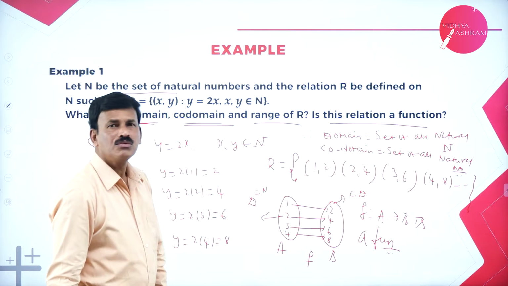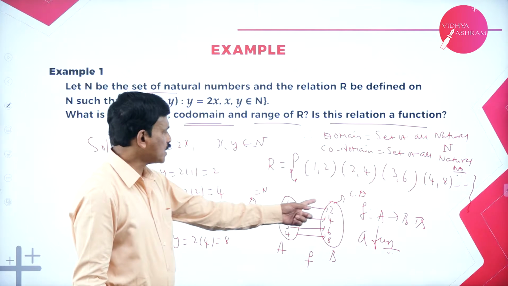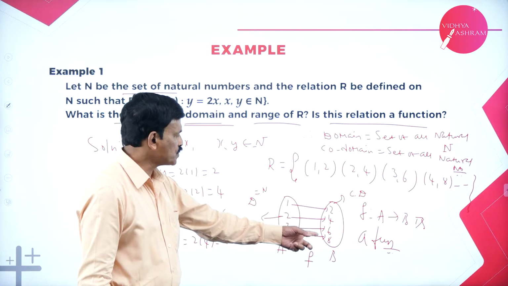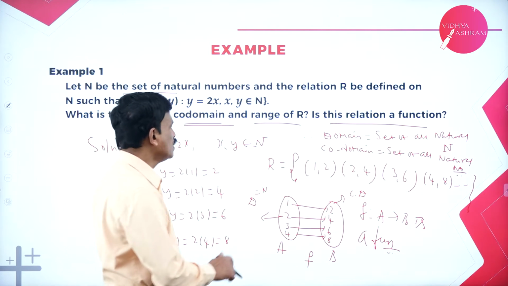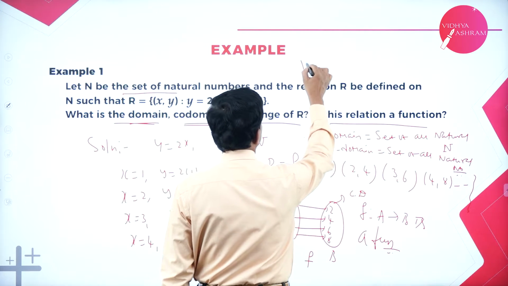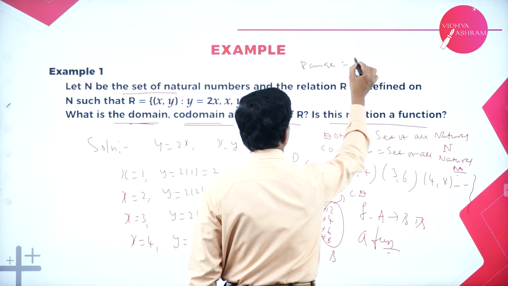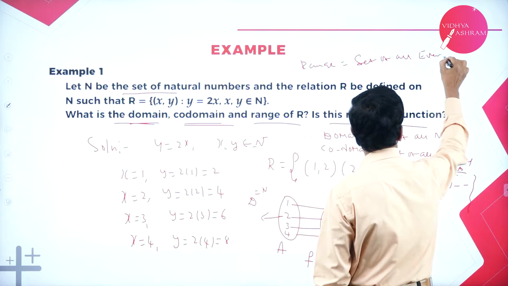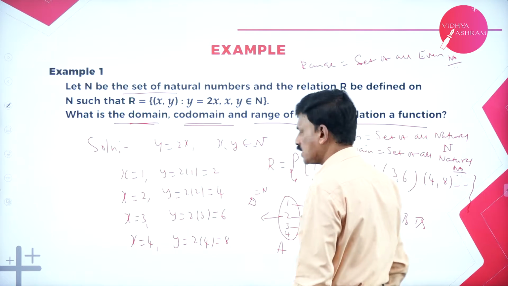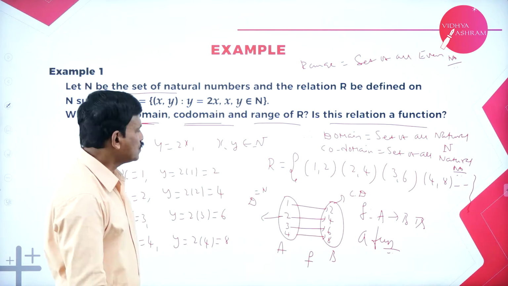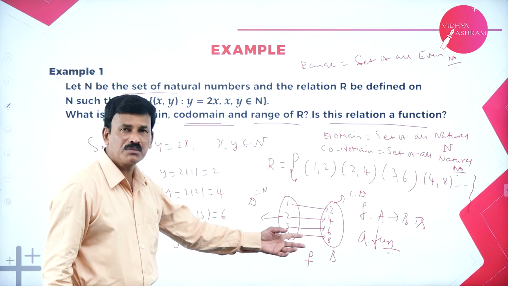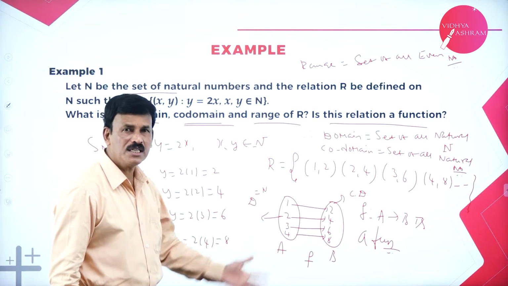Okay. Now, what is the range? This is the range. Here, all the elements 2, 4, 6, 8 are in the form of even numbers. So therefore, the range of this is the set of even numbers. Range is equal to the set of all even numbers. So here, every natural number is related to another natural number by a unique time. So therefore, this is a function.